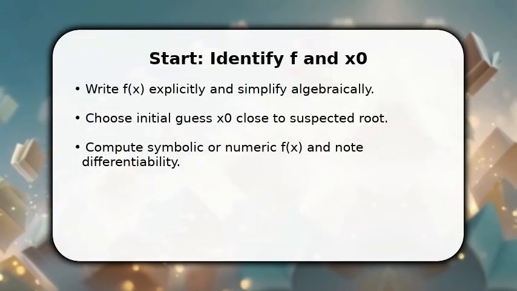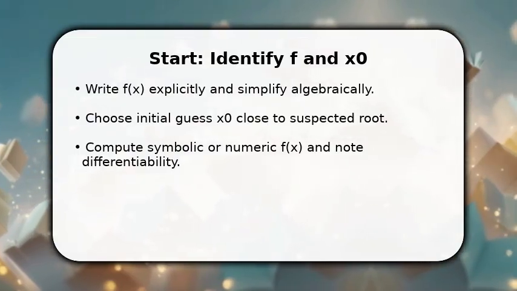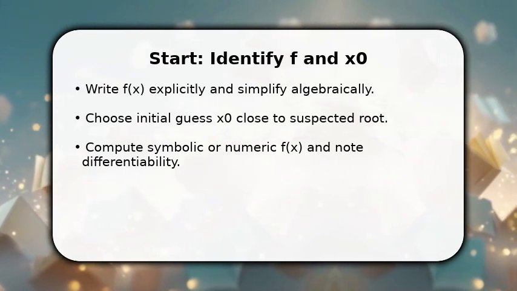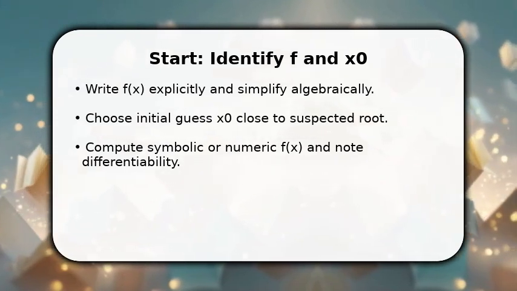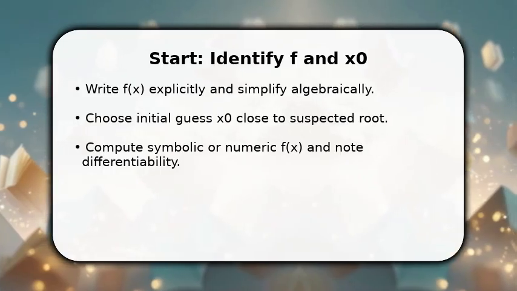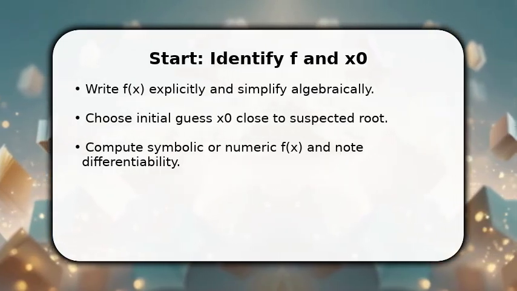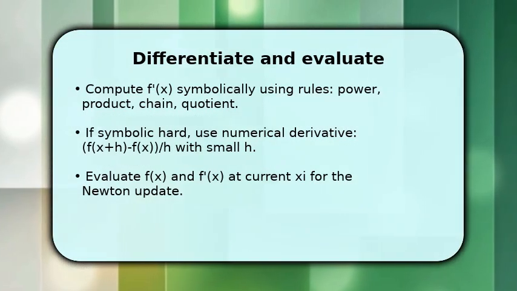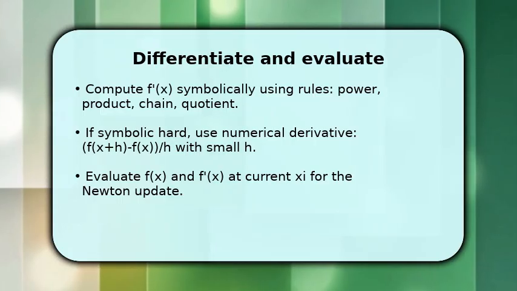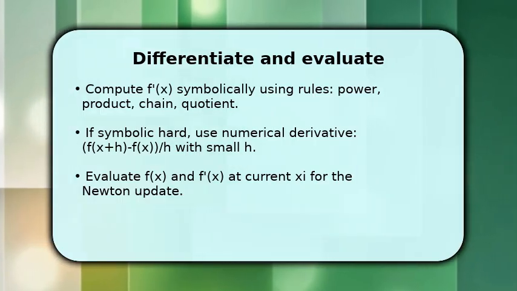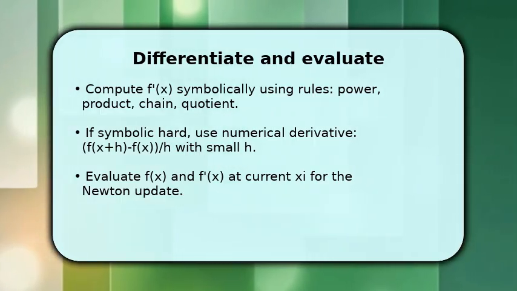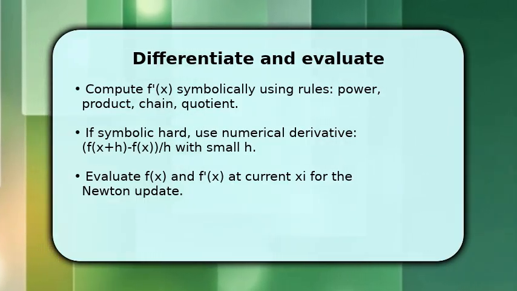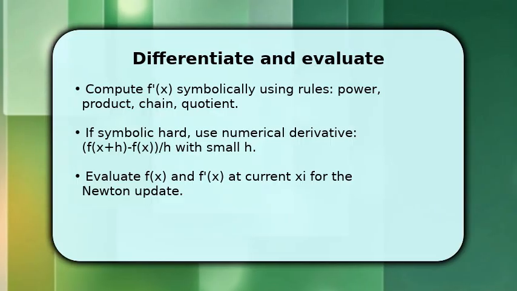Make sure to decide whether you'll compute f'(x) symbolically or approximate it numerically, since that choice sets your next concrete steps. Now compute f'(x). Apply power, product, chain, and quotient rules where appropriate. Simplify terms to prevent algebraic errors. If symbolic differentiation is impractical, approximate f' with a finite difference like (f(x+h) - f(x))/h using a small h such as 1e-6, just be mindful of round-off.